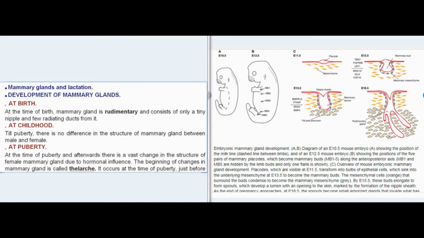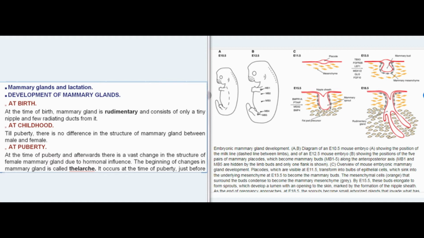Mammary glands and lactation. Development of mammary glands. At birth. At the time of birth, the mammary gland is rudimentary and consists of only a tiny nipple and a few radiating ducts from it. At childhood, till puberty, there is no difference in the structure of the mammary gland between male and female. At puberty. At the time of puberty and afterwards there is a vast change in the structure of the female mammary gland due to hormonal influence.